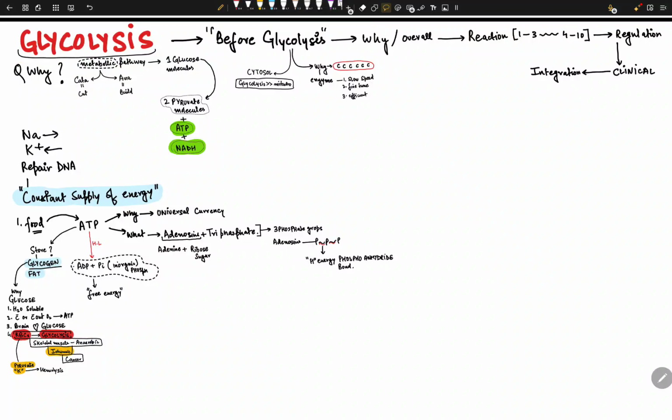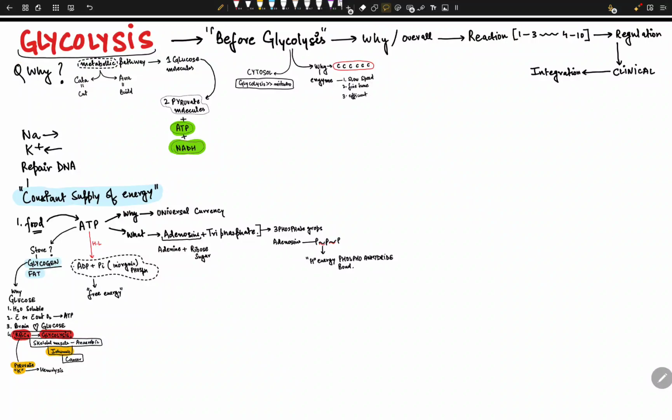You break glucose, you get energy. Glucose has these bonds, and to break these bonds, you need enzymes, and you need energy all the time. So glycolysis happens in the cytosol. Why the cytosol? Because it's older than mitochondria. So that's why it's in the cytosol.